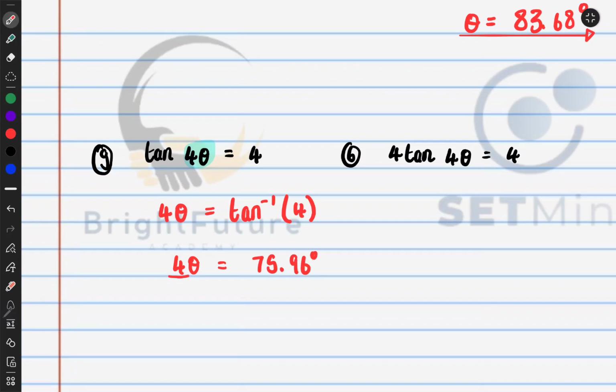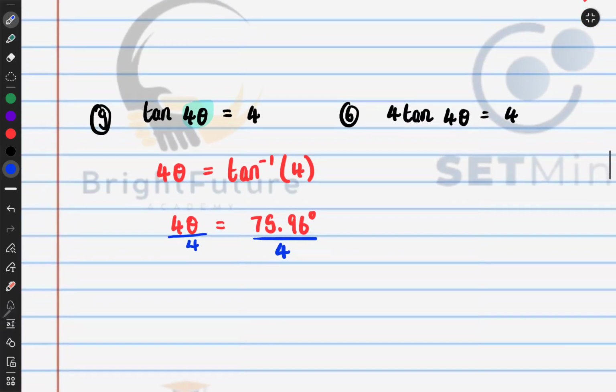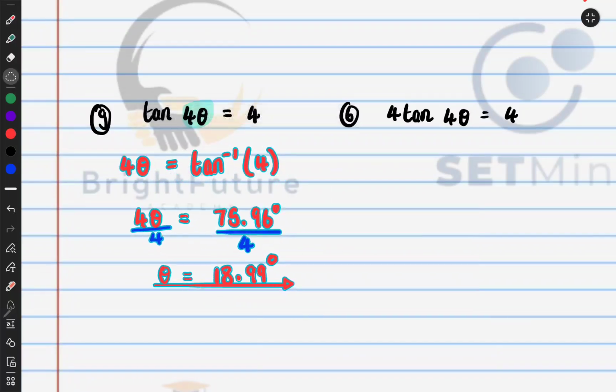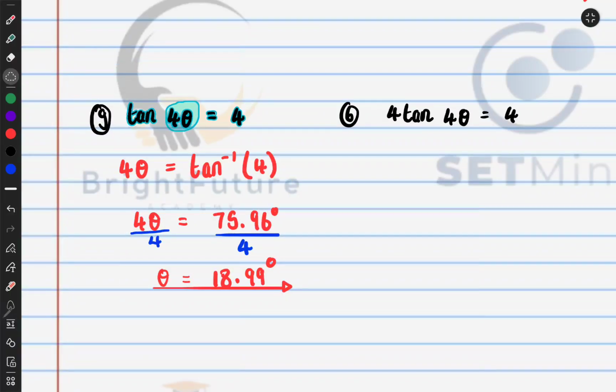it gives us 75.96 degrees. You then divide by what? You divide by 4 on both sides, because we are not solving for 4 theta, but we are solving for theta and theta alone. So that divided by 4 is gonna give us now 18.99, and that is your answer. Theta is 18.99 degrees. Okay, so that is how you would go about solving that.